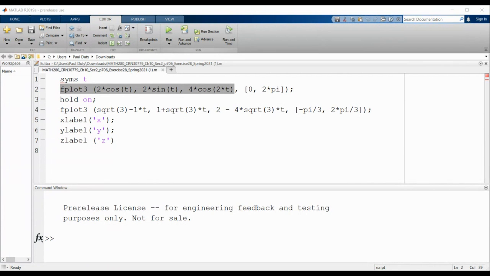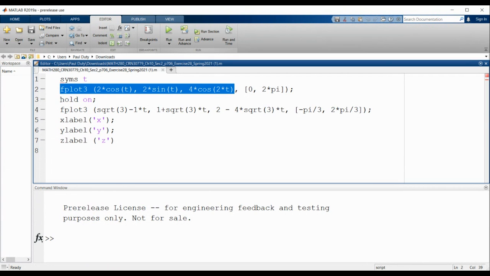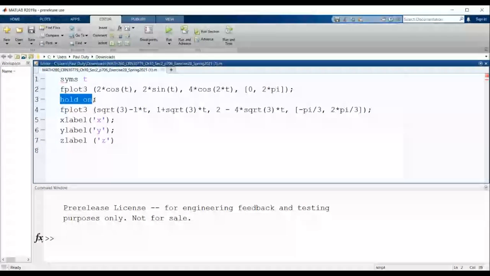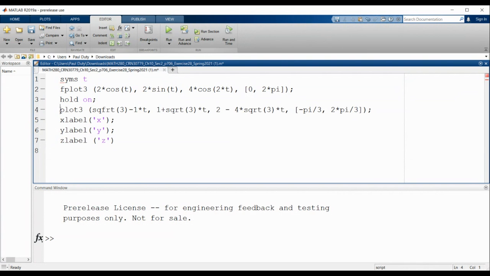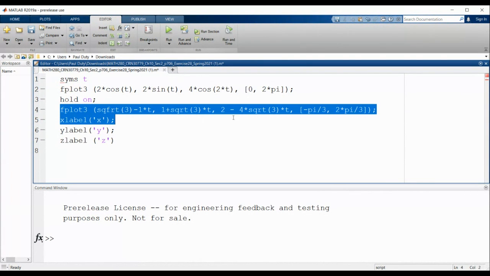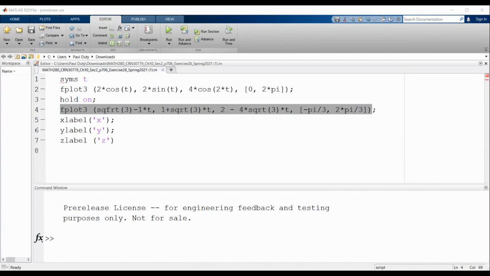And then I use the command called hold on, because after it graphs the space curve, I want MATLAB to hold on because I want to add another plot. And this second plot here is the plot for the tangent line, and we found those x, y, and z parametric equations for that tangent line in last Thursday's class.